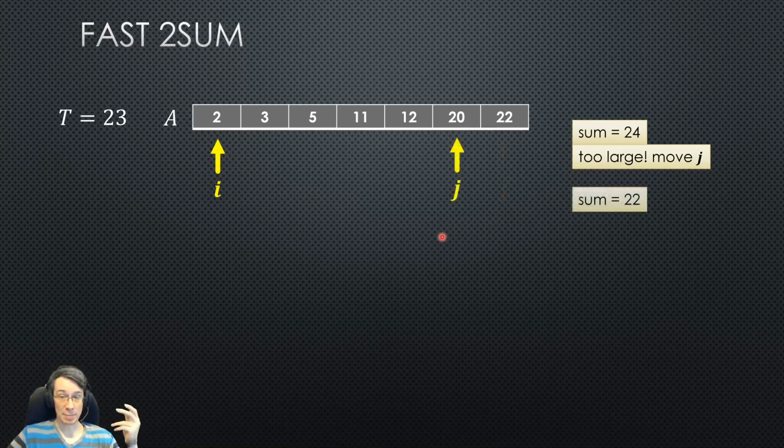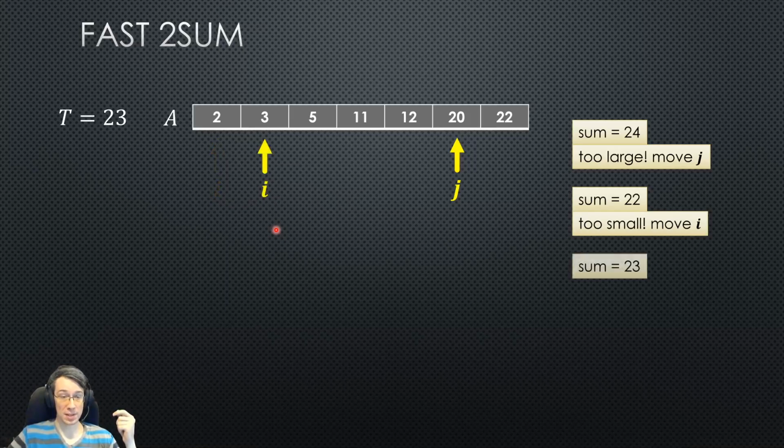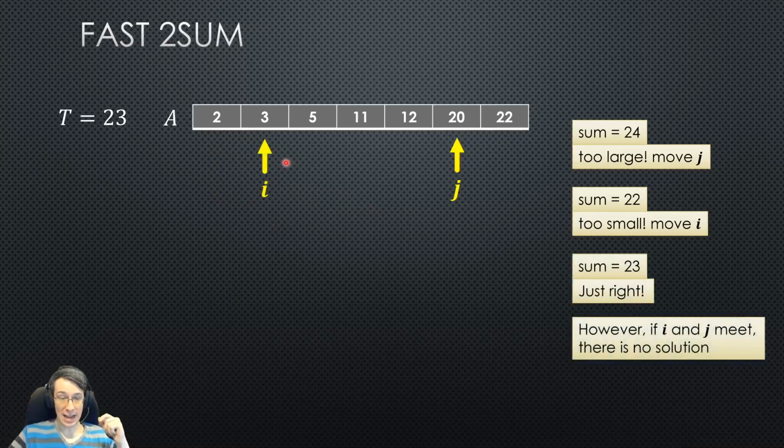And okay, what's the sum now? It's 22. Well, in this case, we're going to increase the sum by moving our i to the right. So it's too small, move i to the right. What's the sum now? It's 23, and that's just right. Now, if i and j end up meeting and we haven't found the sum we're looking for, then my claim is that there's no solution, there's no pair that sums to the target t.